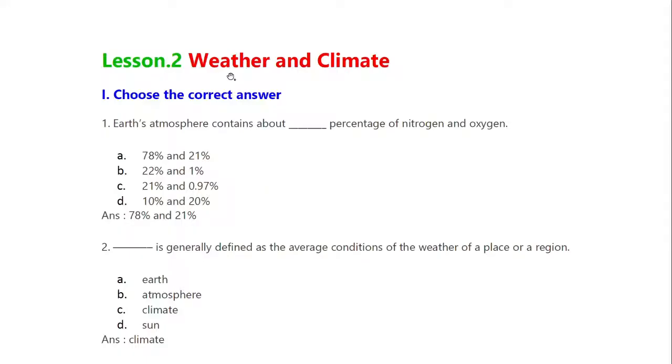Geography lesson 2: weather and climate. First, choose the correct answer. Earth's atmosphere contains about dash percentage of nitrogen and oxygen. So on the earth, it is 78% nitrogen and 21% oxygen. So option A is the right answer.